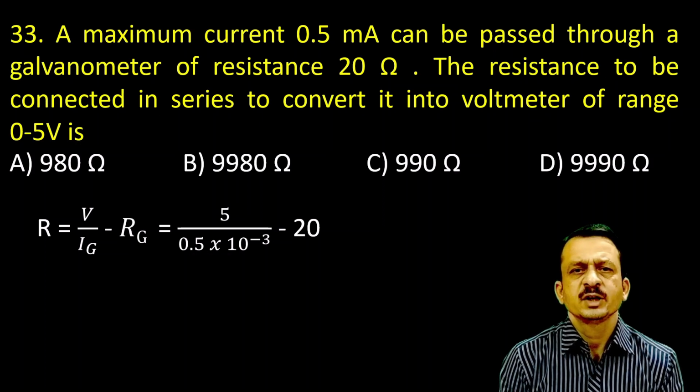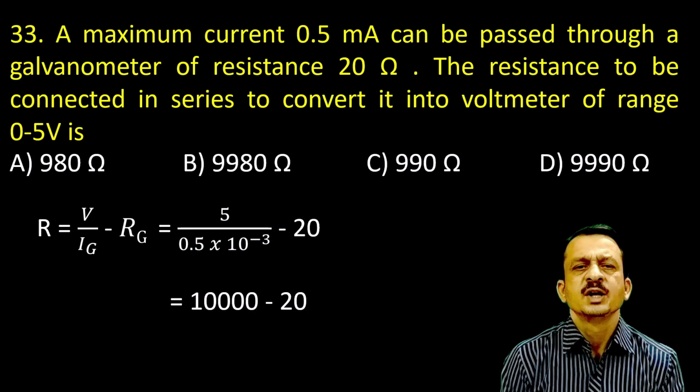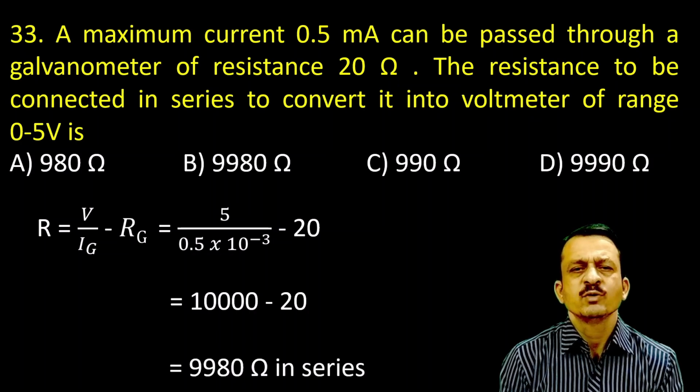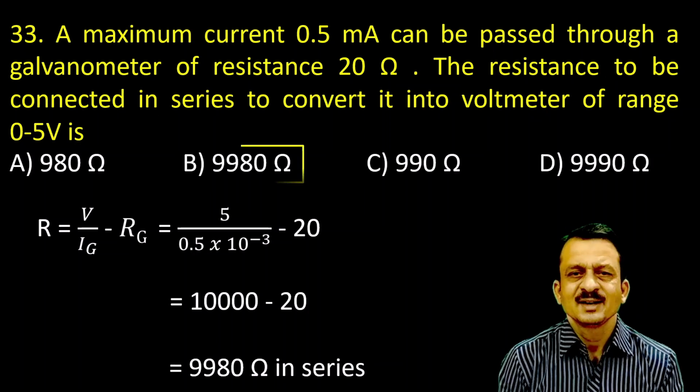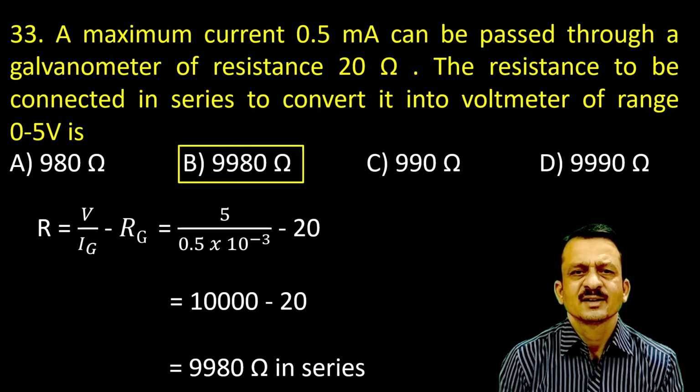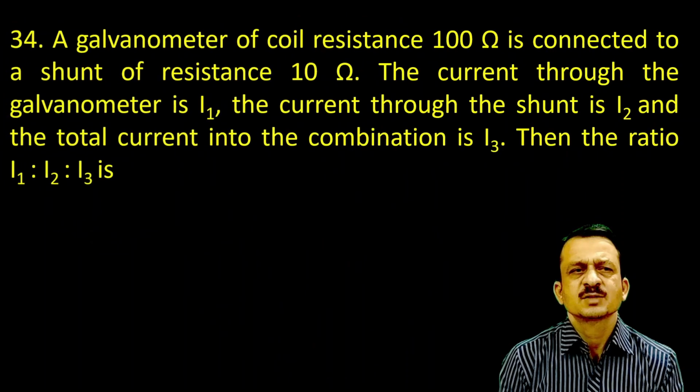Now 10 into 10 to the power of plus 3 is 1000. 10 into 1000 is 10,000. Therefore it is 10,000 minus 20. 10,000 minus 20 is 9,980 ohms. It is to be connected in series. Hence B is the right answer here. Okay. Move on to the next problem.